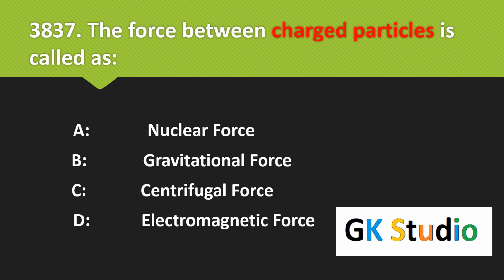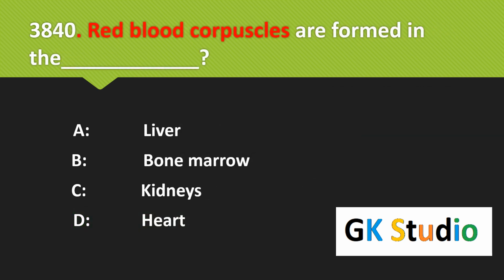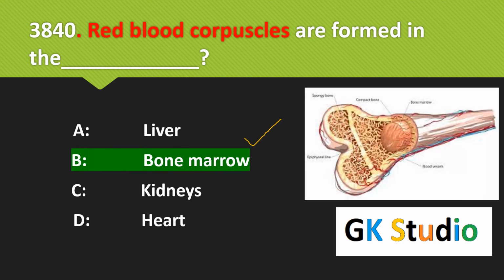The force between charged particles is called electromagnetic force. Force between the charged particles is called electromagnetic force. Red blood corpuscles are formed in... very important question. Red blood cells are formed in the bone marrow of a human being.